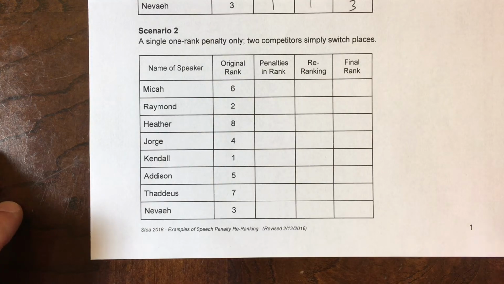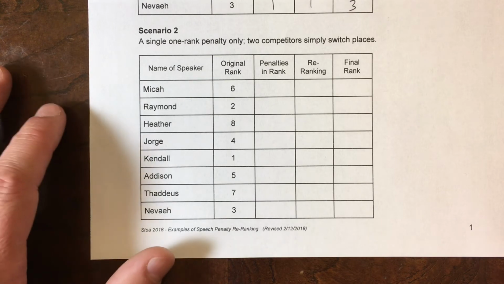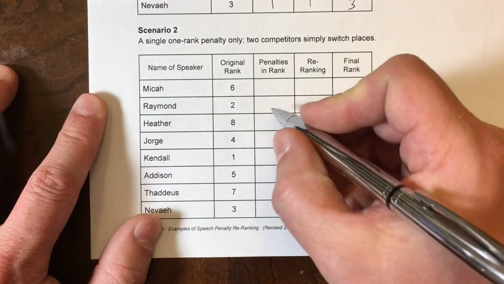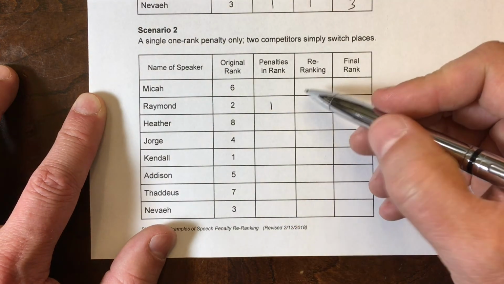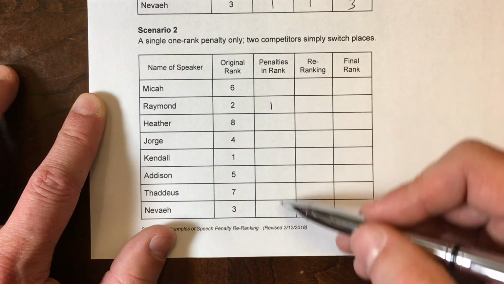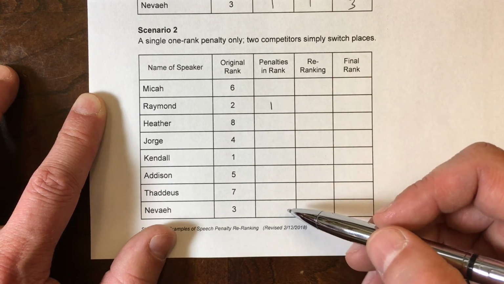Now this second scenario is pretty simple as well, in that we will have only one penalty to deal with. And that penalty was earned by Raymond, who, it would seem, went overtime in his speech. Now, no one else earned a penalty, so we're not going to write anything else in these cells here, just to keep things clean and easy to read.